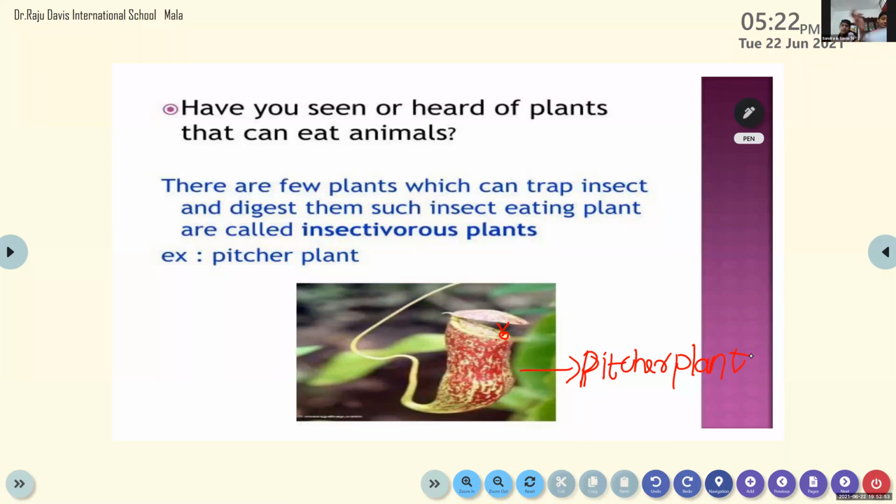We know this. So we can write the definition of insectivorous plants. All of you write the heading insectivorous plants. That is the second type of plant which comes under the category of heterotrophic nutrition. Ma'am, should we note it down? Yes. Write the heading insectivorous plants and then you can write the definition. What do you mean by insectivorous plant?